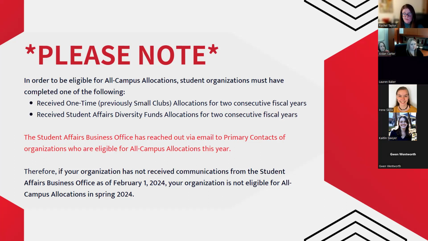So the Student Affairs Business Office has already reached out to primary contacts of organizations who are eligible for all campus allocations this year. Therefore, if you're on the call today or watching after the call, if your organization has not received communications from the Student Affairs Business Office already, your organization is not eligible for all campus for spring 2024. So I just wanted to make that note. If you're thinking you may be eligible, note that they have already communicated to primary contacts if you are for this fiscal year. So I will pass it over to June and Aiden.